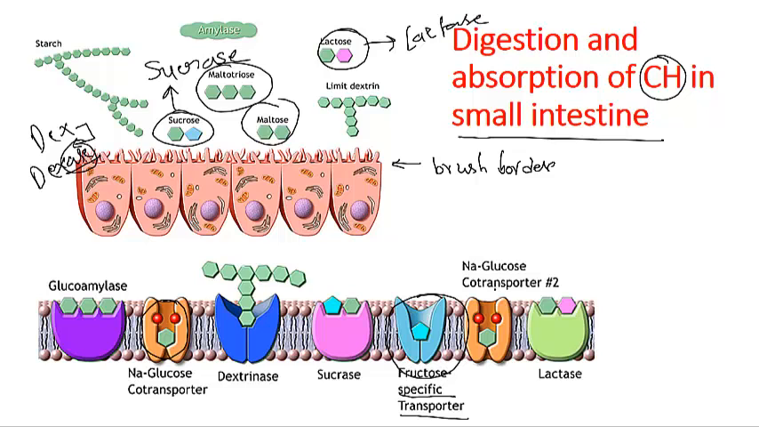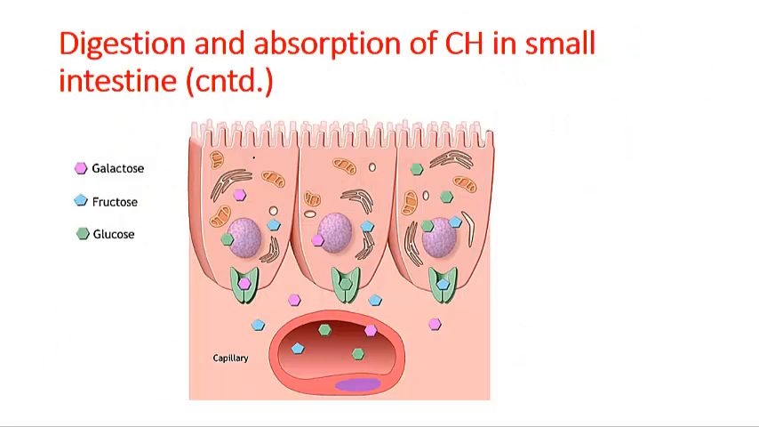Here you see the process: once the glucose, galactose and fructose have entered the cell, they will be transported out into the capillary by facilitated diffusion, where a carrier protein is required to transfer those monosaccharides into the specific place of the capillary.